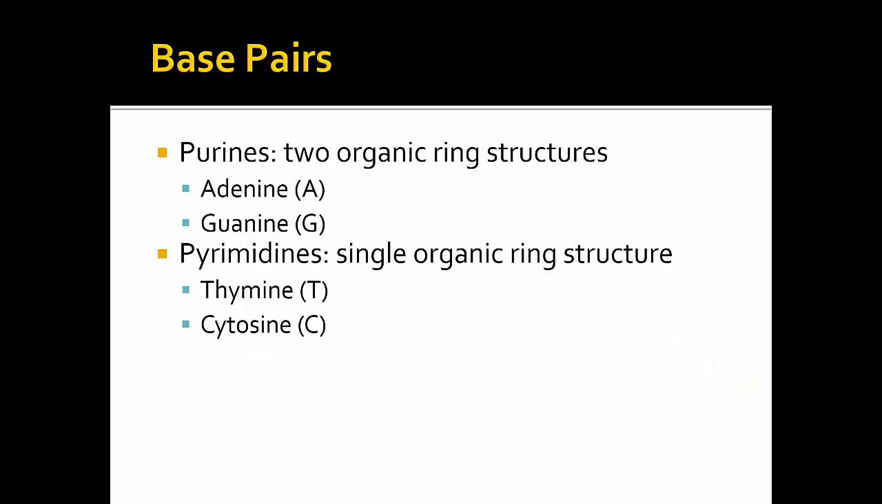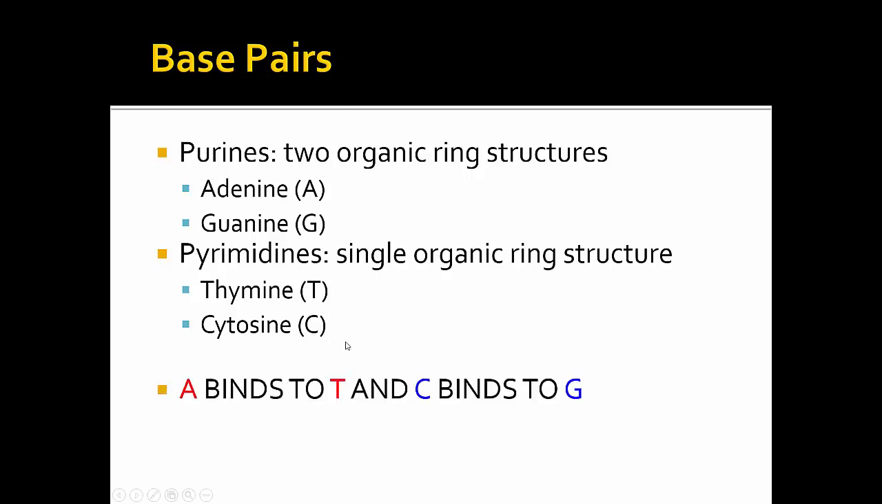The bases that are part of the nucleotides come in 4 different kinds, in 2 overarching categories, the purines and the pyrimidines. The purines are adenine and guanine, which we will know as A and G, and the pyrimidines are thymine and cytosine, which we know as T and C. The most important rule for the structure of DNA is that A will always bind to T and C will always bind to G.